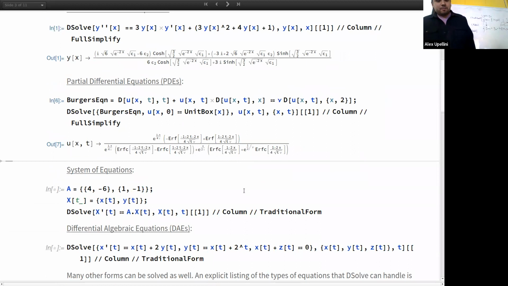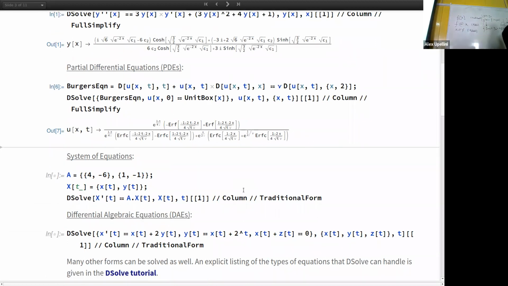Okay. You can solve also systems of differential equations. Here is a matrix A, given by rows. So it's 4, -6, 1, -1. And here I have a linear system, x prime equals A times x. And the solution of this type of system can be given by the exponential function of the matrix. A dot x can be written in the long form as Dot of A, x. Okay.